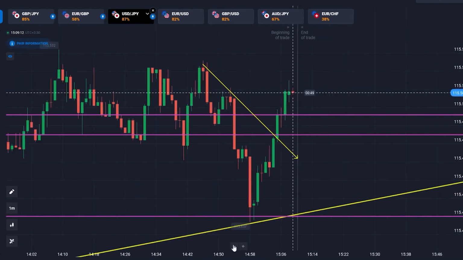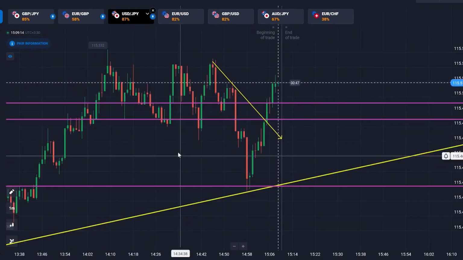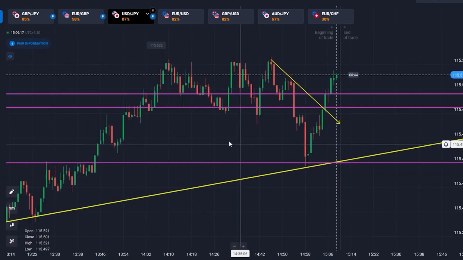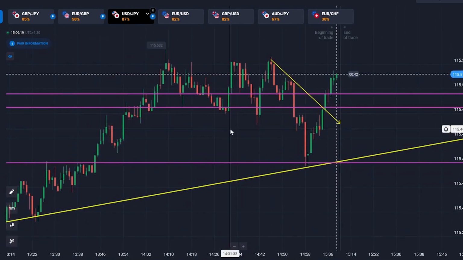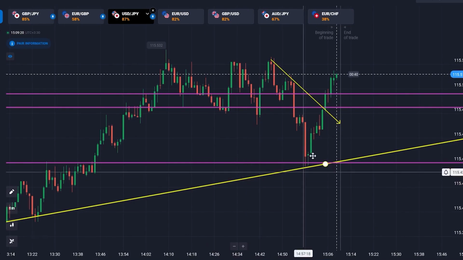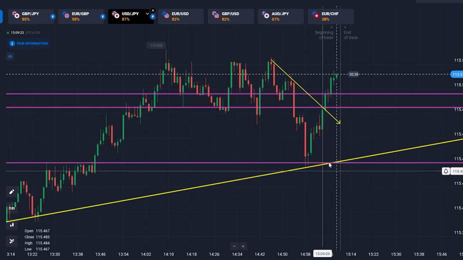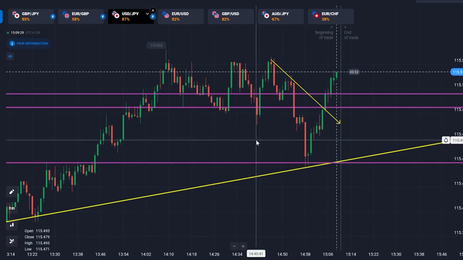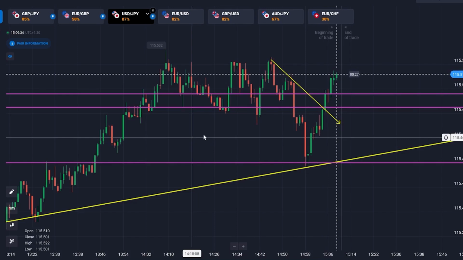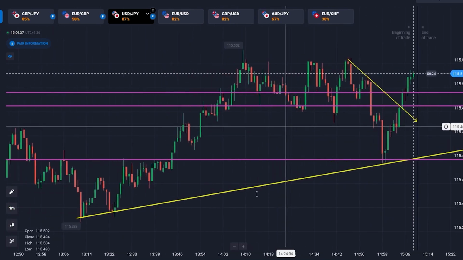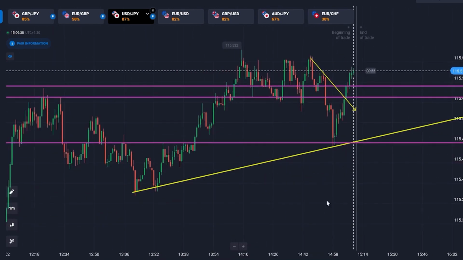Here's how our strategy works. We draw SNR, support and resistance lines, and we also draw trend lines. Where these SNR and trend lines intersect, if the candles reach that area, we can consider it a very strong support or resistance zone and use it to place a trade. Now let me show you on the chart to make it clearer.